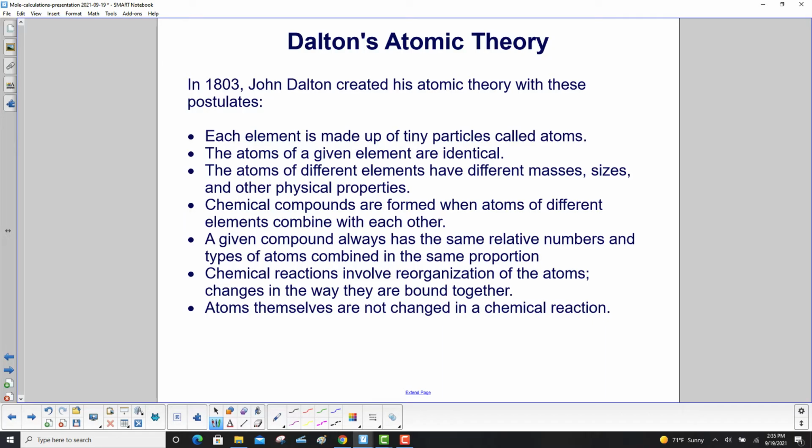Dalton's atomic theory. In 1803, John Dalton created his atomic theory with these postulates. Each element is made up of tiny particles called atoms. The atoms of a given element are identical. The atoms of different elements, therefore, have different masses, sizes, and other physical properties. Chemical compounds are formed when atoms of different elements combine with each other. A given compound always has the same relative numbers and types of atoms combined in the same proportion. Chemical reactions involve a reorganization of the atoms, which are changes in the way they are bound together, and atoms themselves are not changed in a chemical reaction.